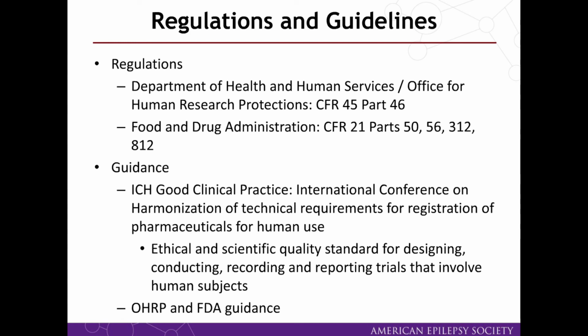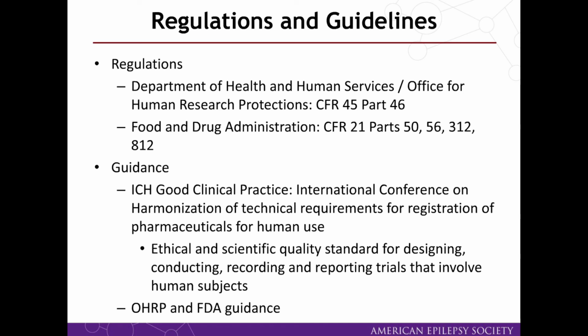So the regulations and the guidelines come from two main sources. The first is the Department of Health and Human Services in the Office for Human Research Protection, and this is called CFR 45 Part 46. And then there are also requirements from the Food and Drug Administration for studies that may be used for labeling of a new investigational agent, and this is defined in CFR 21, and the parts are listed here.